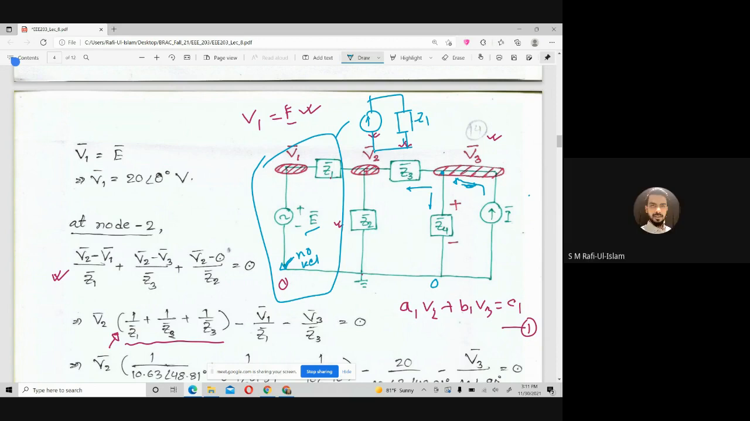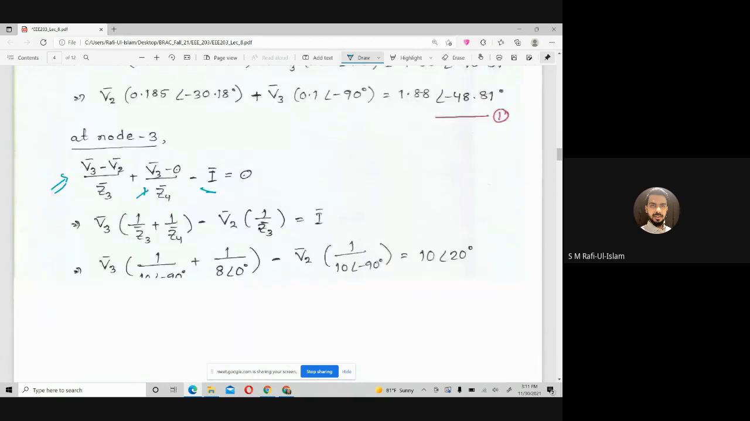So this is the reason. But if a voltage source is connected between any two nodes, let's say V1 and V3, then I must consider V1 and V3 as the super node. If there is a voltage source connected between V1 and V2, then we must consider V1 and V2 as the super node, meaning these two nodes will behave as a single node. Do you understand my concern? What I'm trying to say?